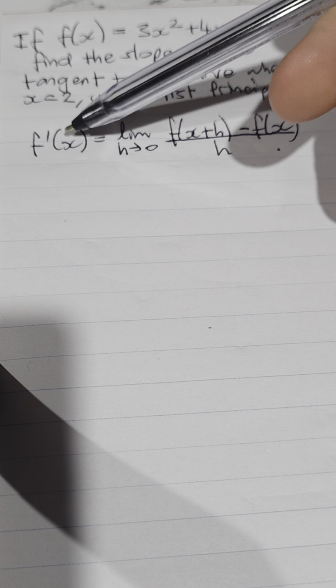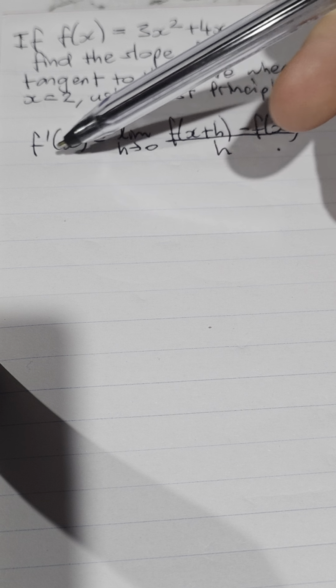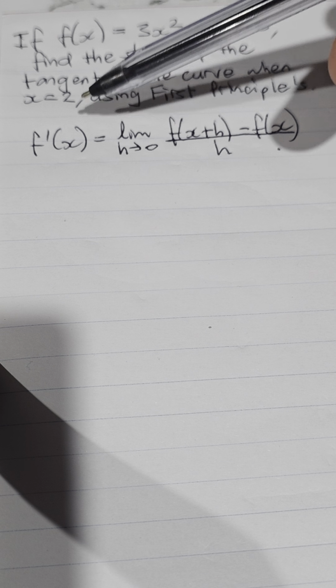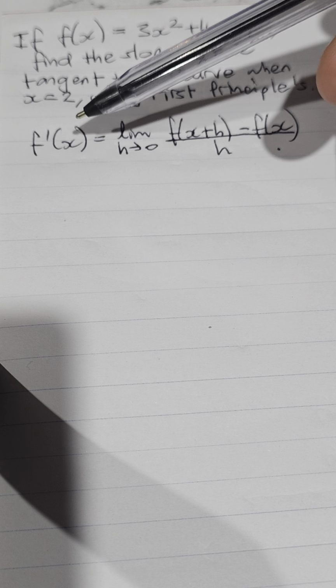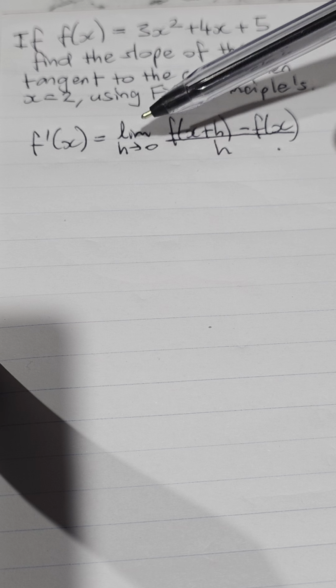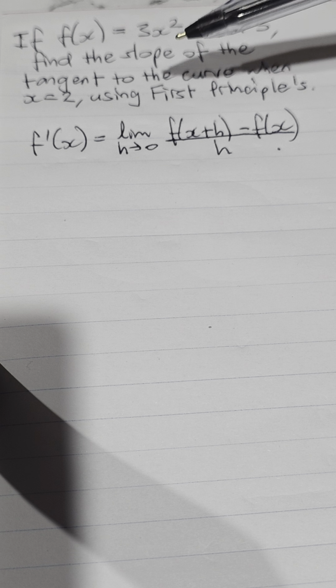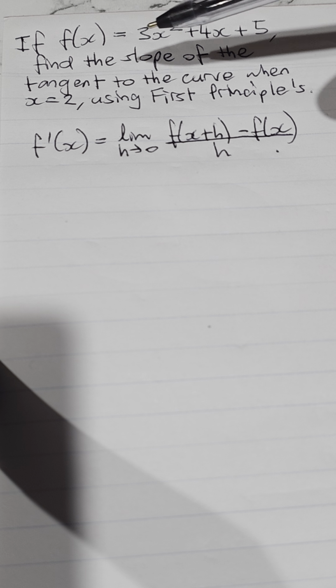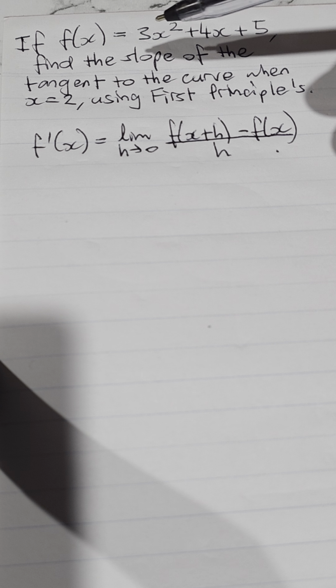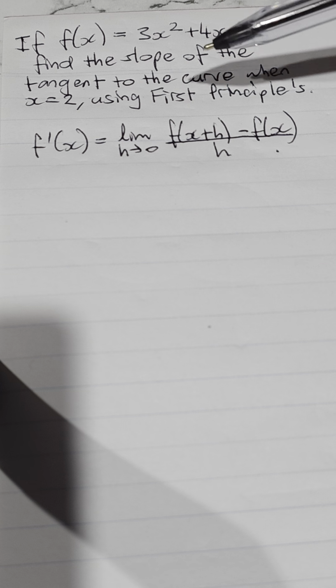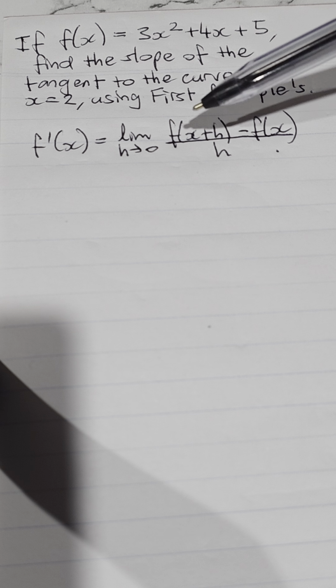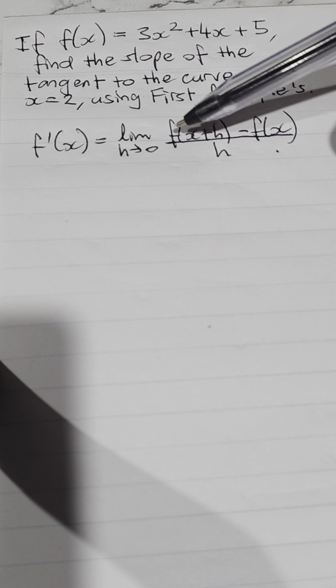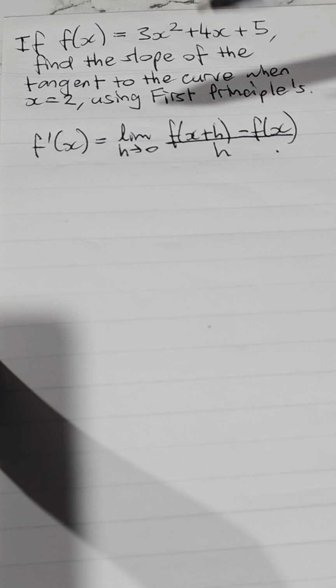So f dash x is your derivative, which is the instantaneous rate of change of, it's the slope function basically, and we can find the slope function using this to solve for x equals 2. So using this equation, we can plug values in because we can then find f of x plus h and f of x. So we can do our working here.